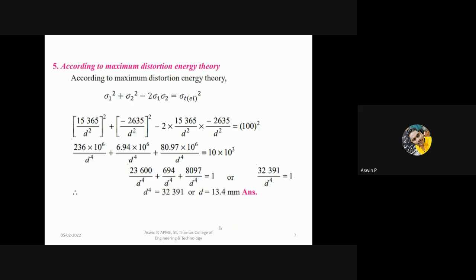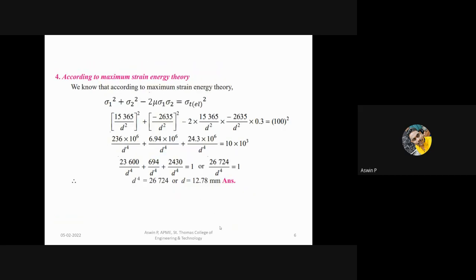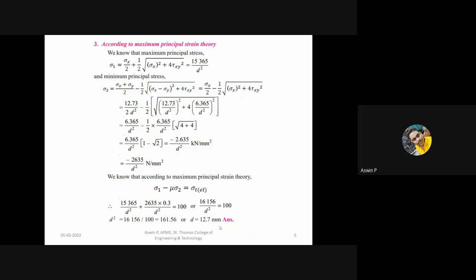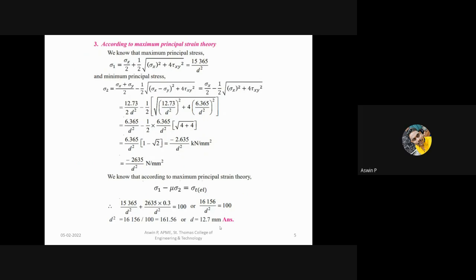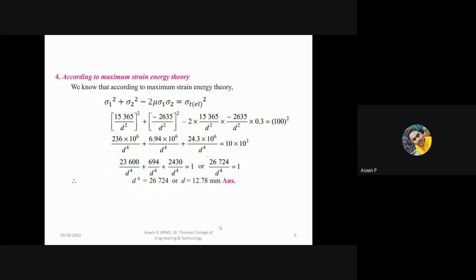So, in the last class, we have already discussed how to find diameter using theory of failure. Three methods we have found, and the first theory answer is 12.4, the second theory is 13.4, and the next one is 12.7. And now you need to do it according to the maximum strain energy theory. That's what we have studied in the last class.